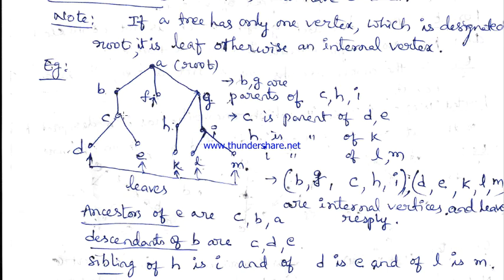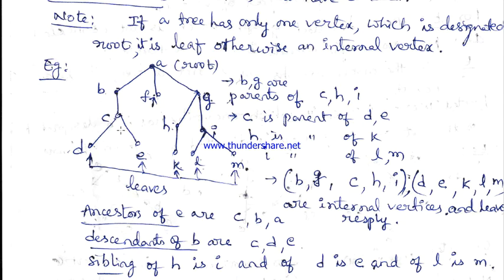Corresponding to the vertex C, there are two children, D and E. D and E have the same parent C. So we say D and E are siblings and their parent is C. Now let us introduce another basic word: ancestor and descendant.